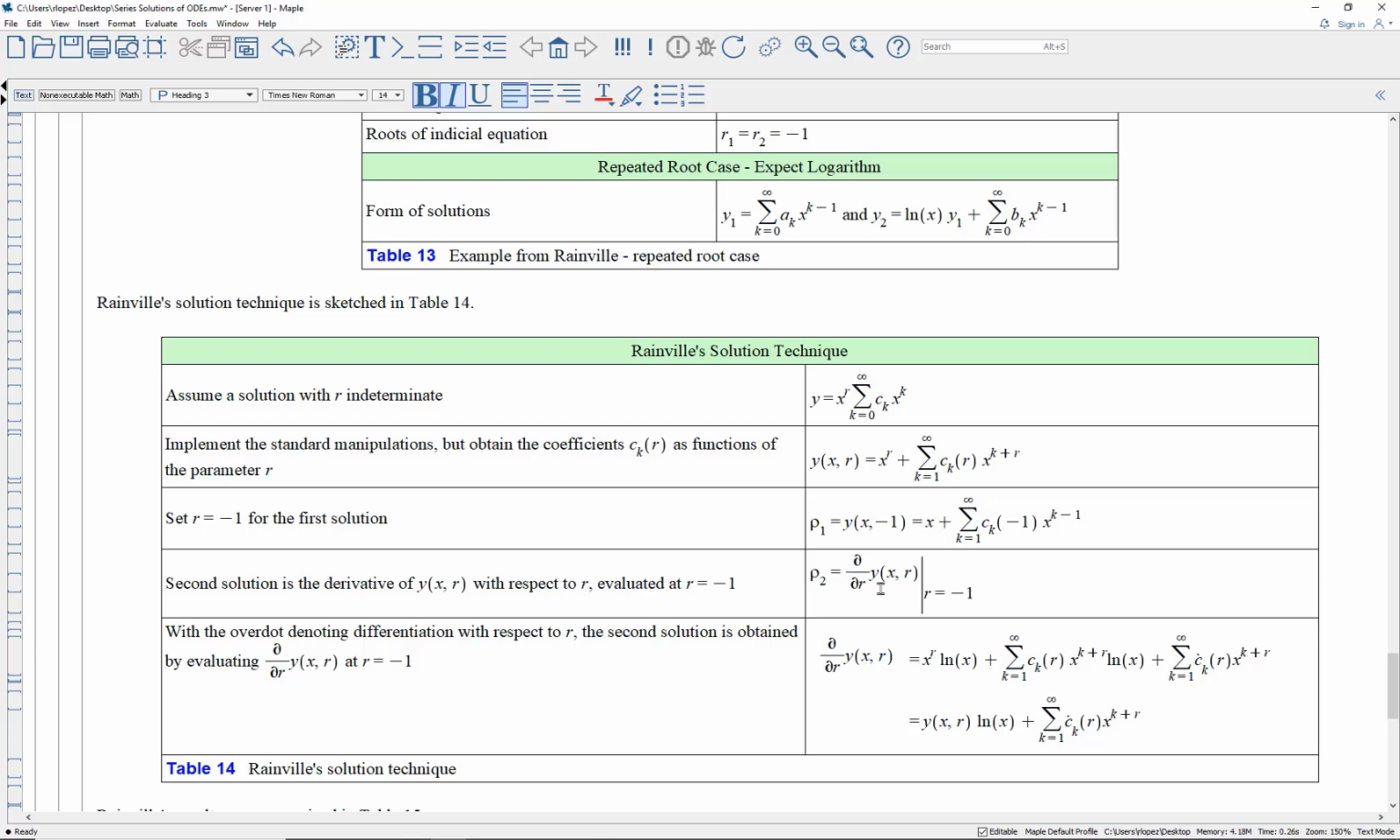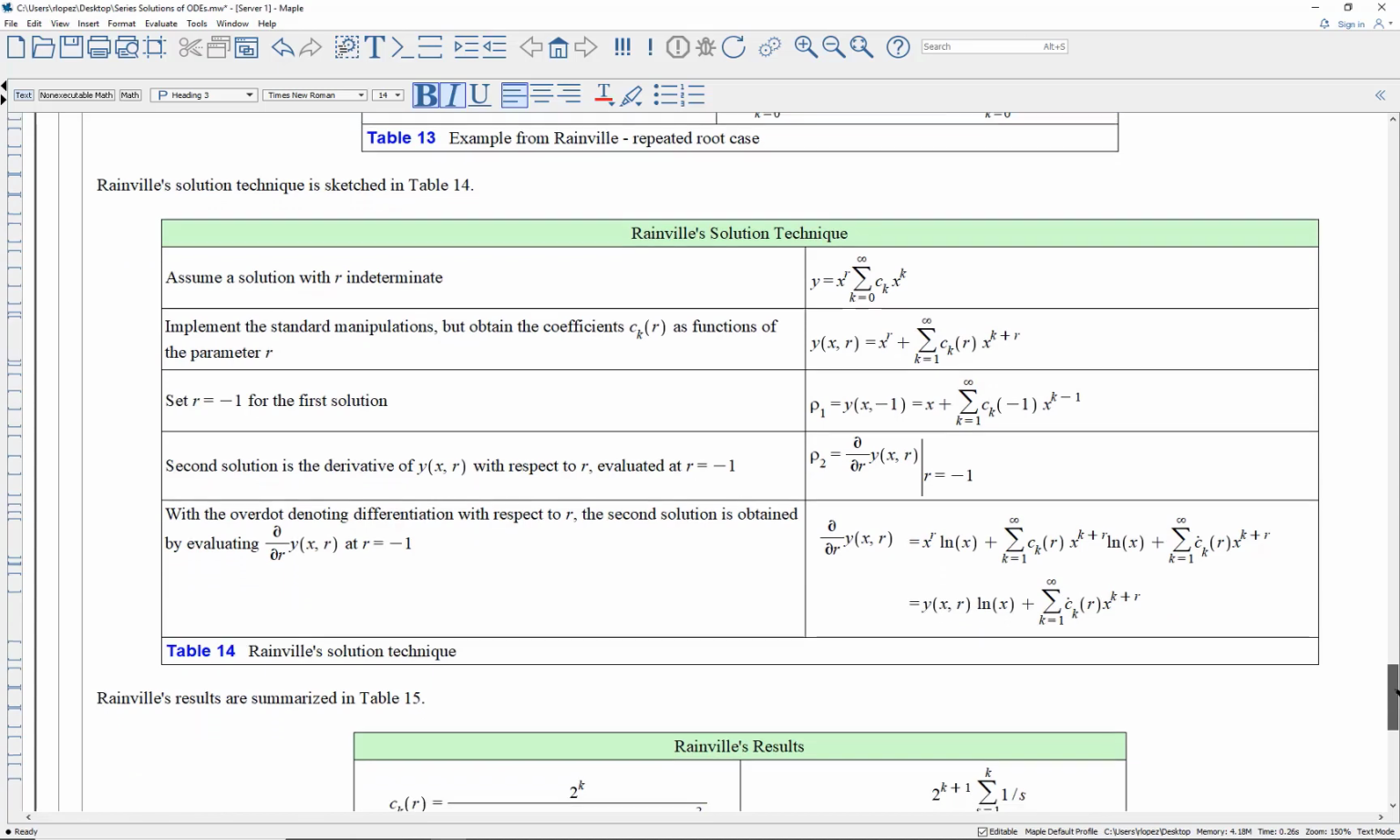He differentiates with respect to r and evaluates at r equals minus 1. He does explain why this works, but this is the technique. It's the differentiation with respect to r, and r is in the power, both here and here, where the logarithm is coming from. And then you have the other term where you have to differentiate with respect to r because r is in the ck. I write that as c_k dot, the dot meaning differentiate with respect to r. There's the second series. And here is the first series multiplied by the logarithm.